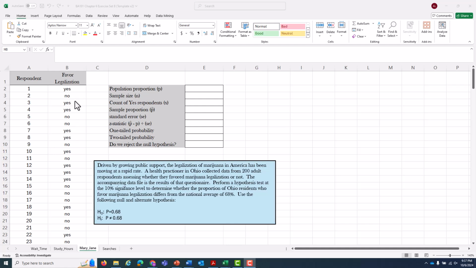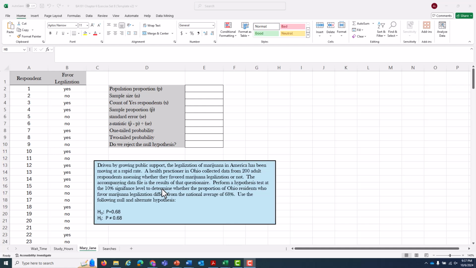Now the procedure is incredibly similar, but we have to use some slightly different calculations because now we're not looking for an actual mean, we're looking for a proportion. So in our situation right now, we have that driven by the growing public support, the legalization of marijuana in America has been moving at a rapid rate. A health practitioner in Ohio collected data from 200 adult respondents assessing whether they favored marijuana legislation or not. In this file, we have the results of that questionnaire that was asked to 200 residents of Ohio.